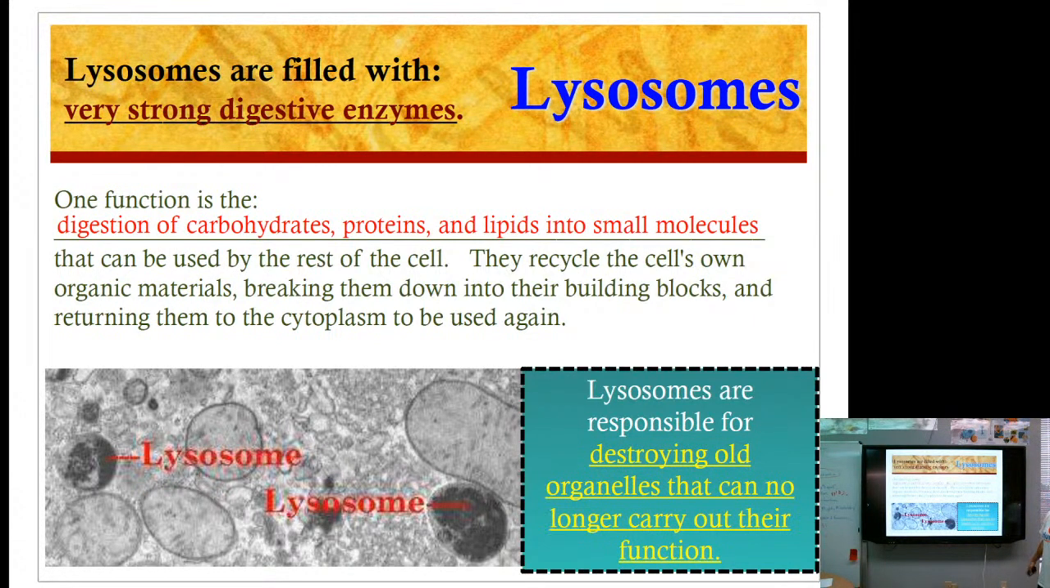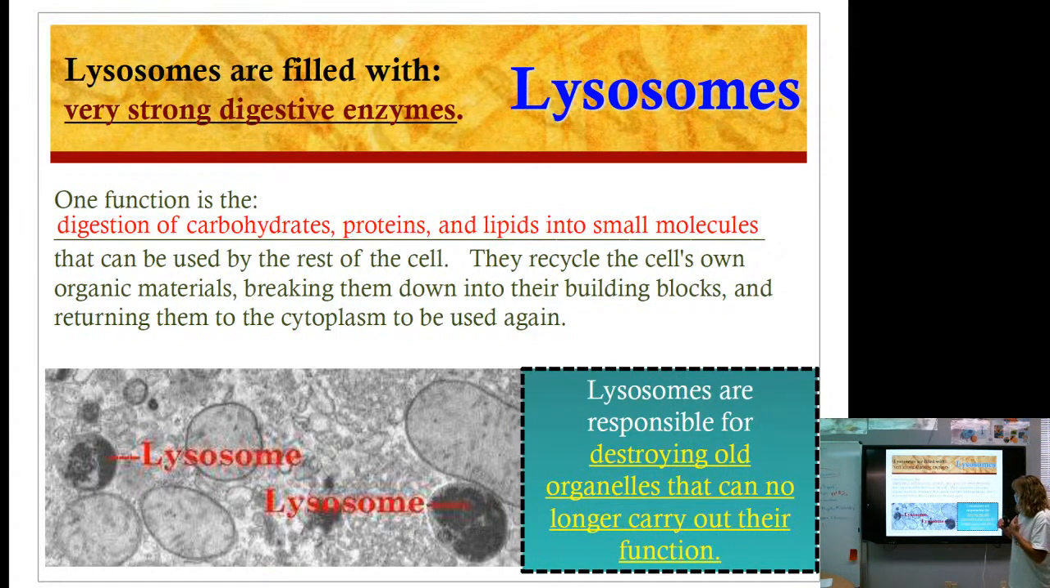All right, lysosomes have very strong digestive enzymes. So basically, they break down material and they clean up the cell. That's why I told you to put lysosomes, Lysol. What does Lysol do? Or what do you use it for? To clean. So that's what the lysosomes do. The function is digestion of carbohydrates, proteins, and lipids into smaller molecules. They put it back into the cytoplasm so that they can be reused again, because material is recycled and reused.